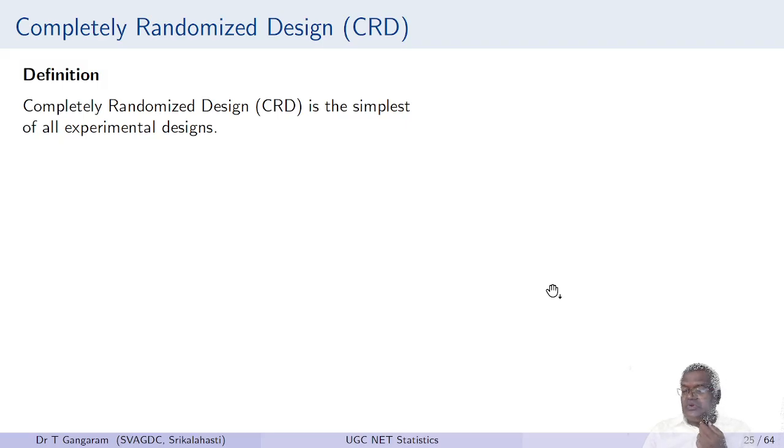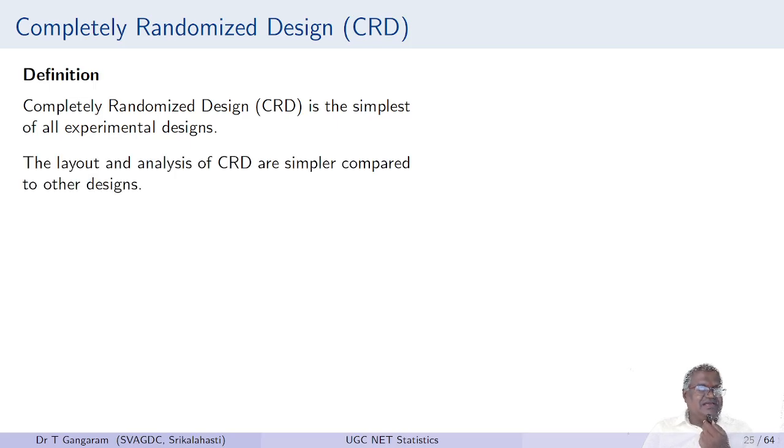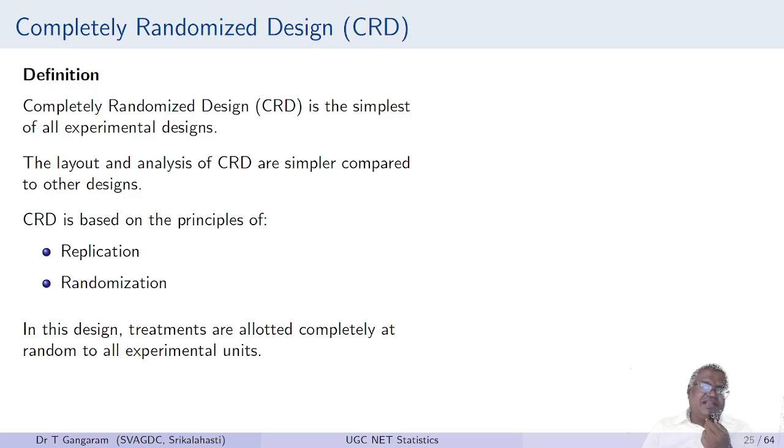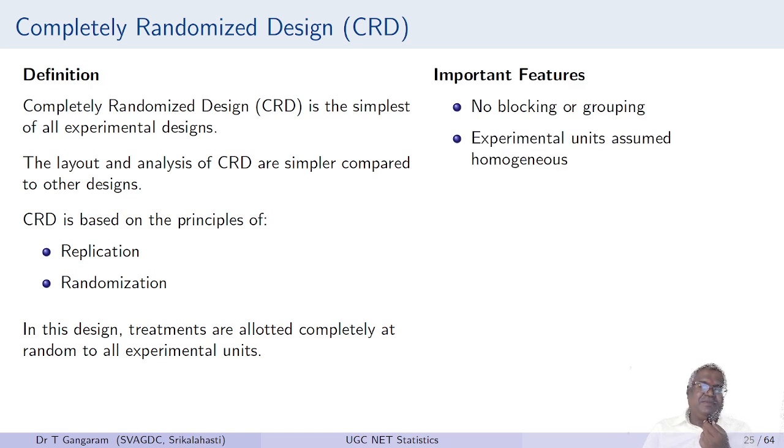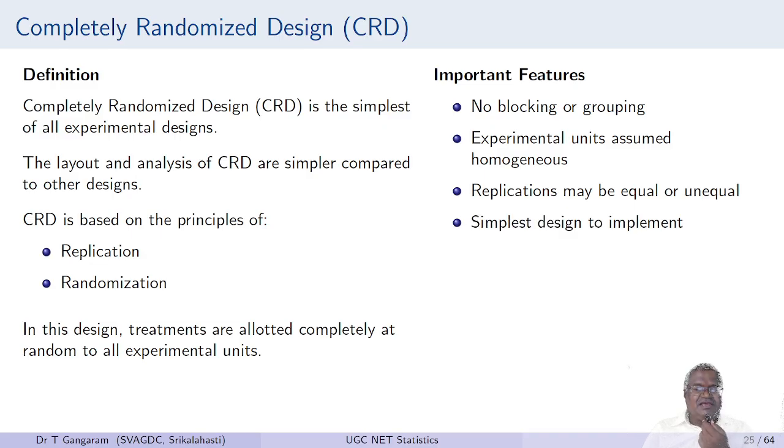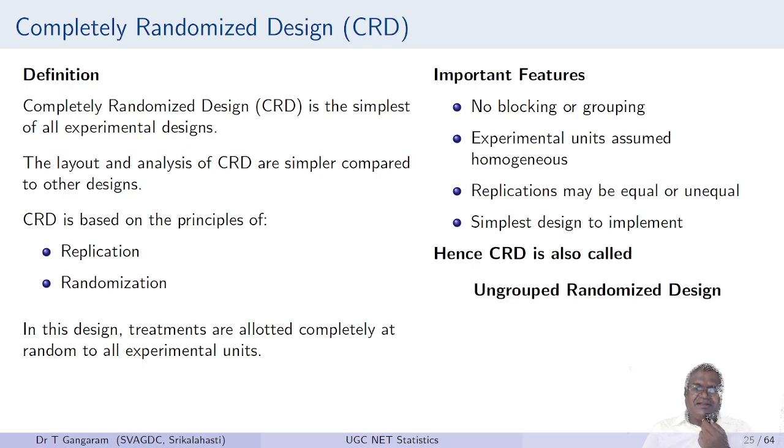Let us move into the completely randomized design. It is the simplest of all experimental designs. Layout and analysis of CRD is simpler compared to other designs. It is based on the principles of replication and randomization. The treatments are allocated completely at random to all experimental units. No blocking or grouping. Experimental units are assumed homogeneous. Replications may be equal or unequal. Simple to implement, it is also called ungrouped randomized design.